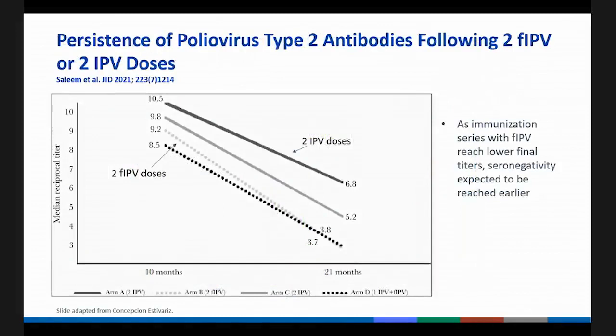This matters because we do expect antibody titers to decline over time. So it's possible that as titers in persons who receive fractional doses decline, they will reach seronegativity earlier and might be left unprotected against type 2 poliovirus. This figure shows similar rates of decline in both groups, but higher titers with the 2 full dose regimen in the top solid black line compared to the 2 fractional dose regimen in the dotted gray line.